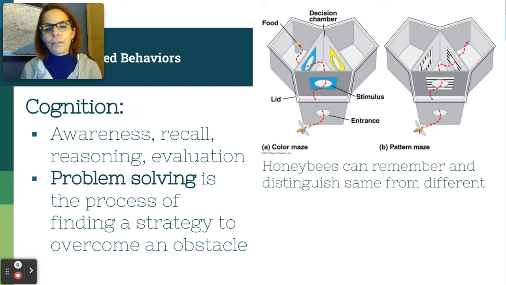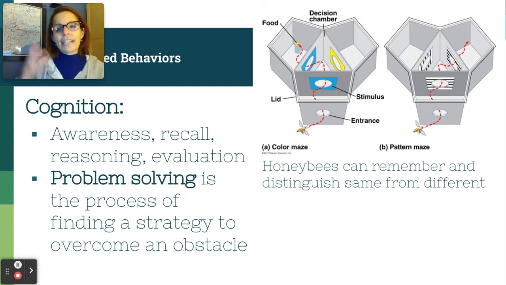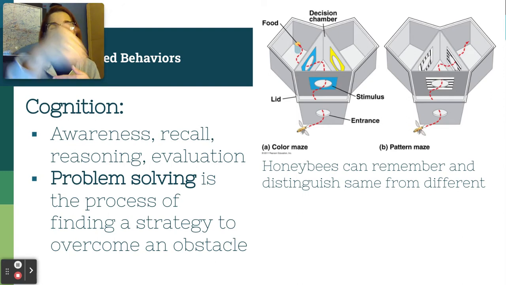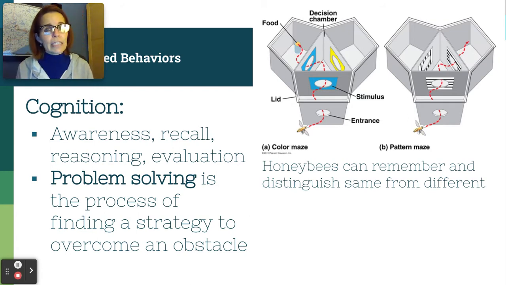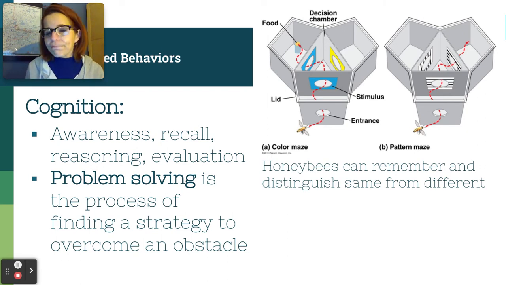Honeybees, here's this cool example. Honeybees can remember and distinguish same from different. So, in the first experiment, the honeybees were given food when they traveled through two holes that were the same. And if they traveled through the hole that was a different color, then they didn't get food. So they learn this, they practice it over and over again. Same, they go for the food.